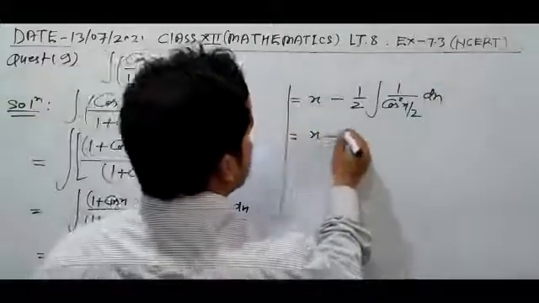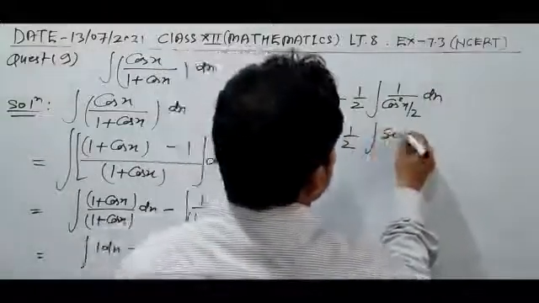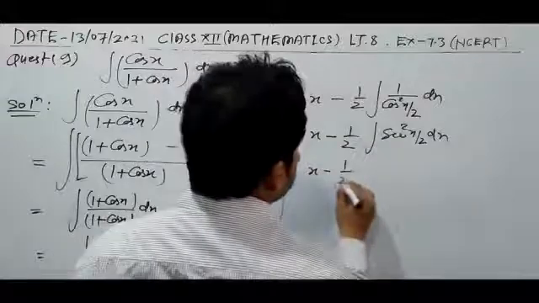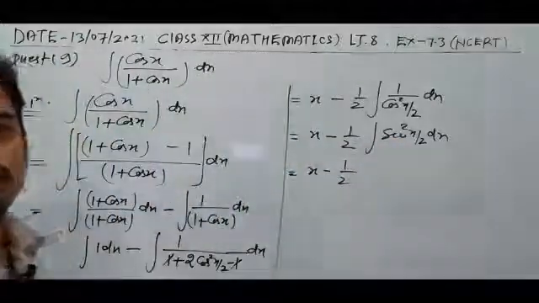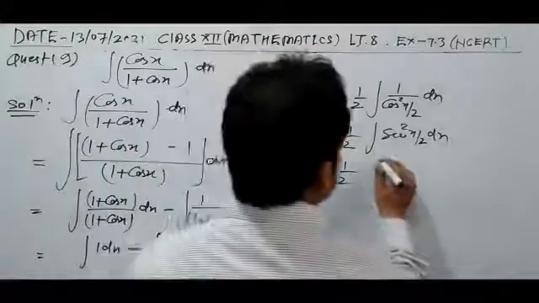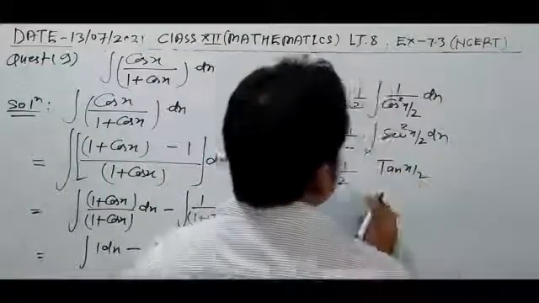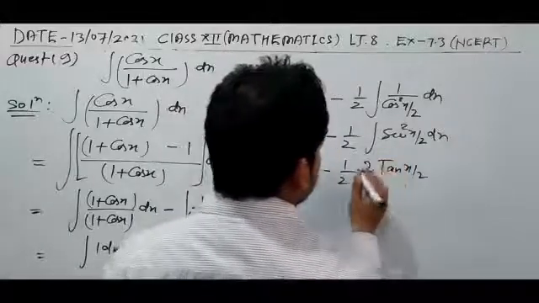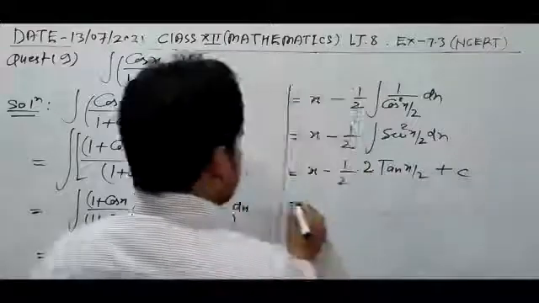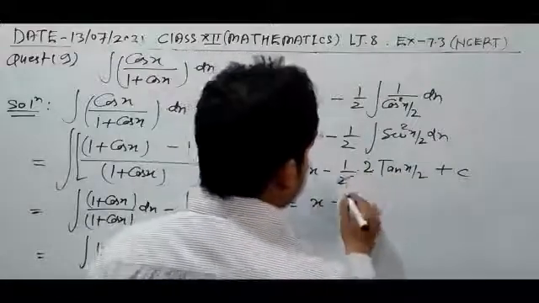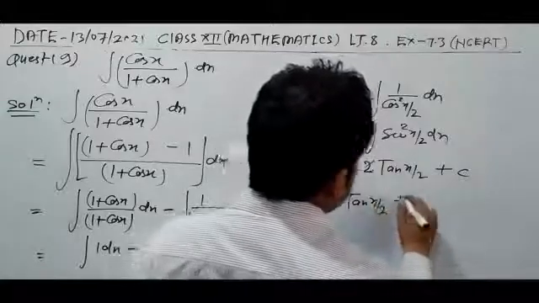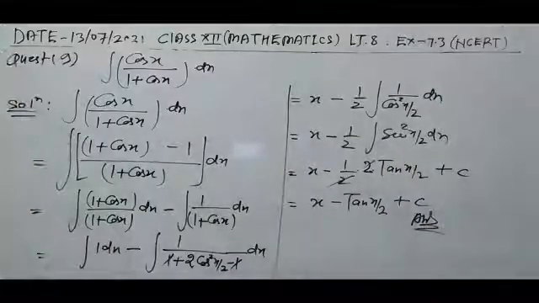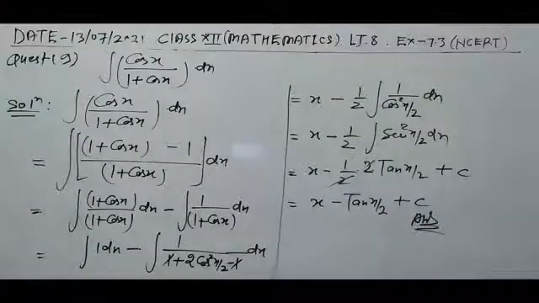Now this can be written as x minus 1 by 2 integration of sec square x by 2 dx. Now x minus 1 by 2 and sec square x by 2 integration, that is tan x by 2. And now tan x by 2, and x by 2 differentiation is 1 by 2, so its reciprocal 2 will multiply. Now plus c. So the 2 will cancel out, and the answer will be x minus tan x by 2 plus c. This will be the answer. Now question number 9 is completed.